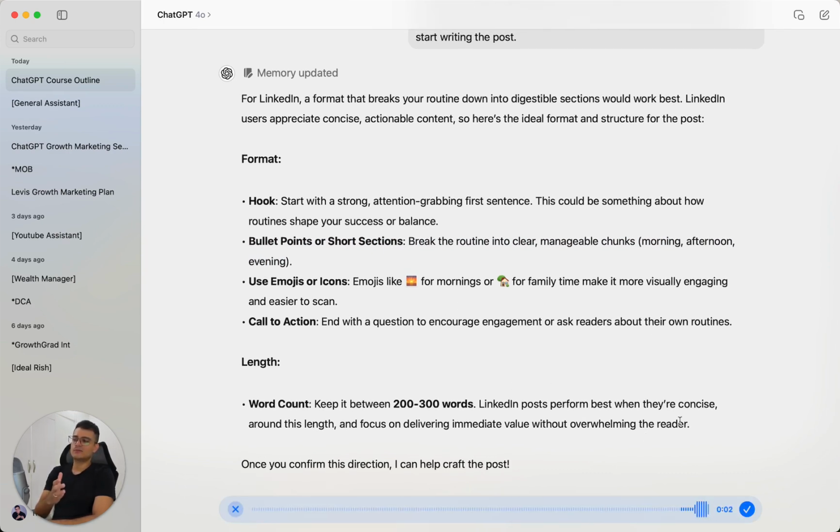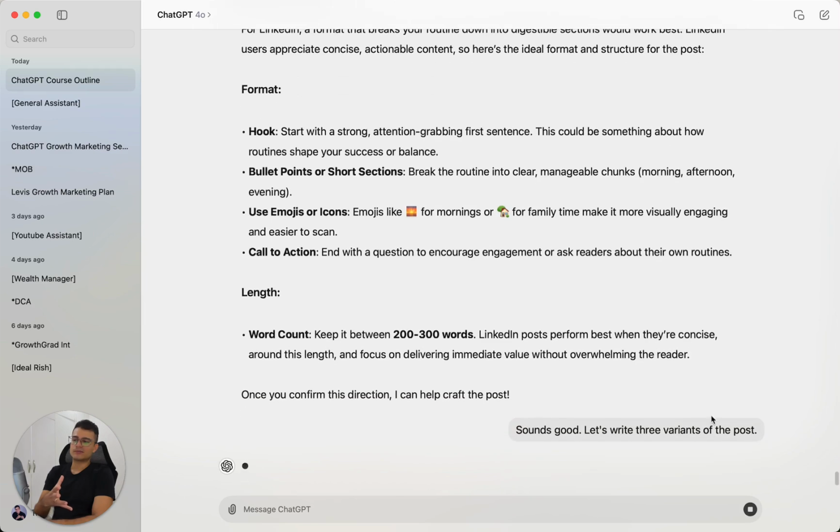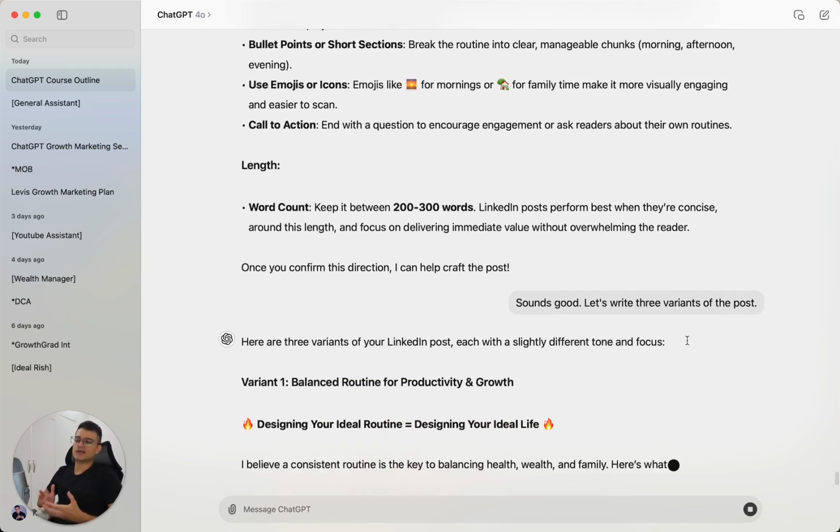Sounds good. Let's write 3 variants of the post. I'm asking you to write 3 variants. I'm taking it one step further than most people because I would like to actually choose one instead of having one and then keep going back to ChatGPT.